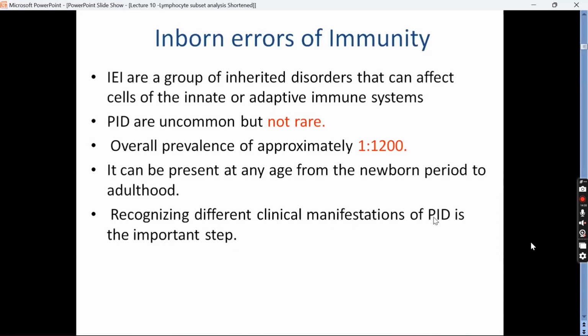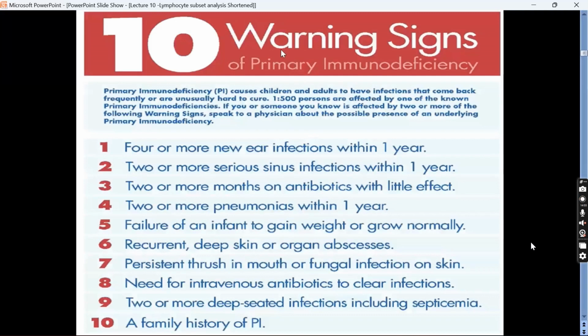Okay, different clinical manifestations. For example, one dictum for diagnosing inborn errors of immunity is that if you find an uncommon infection in an uncommon site, then you need to suspect PID. And recurrent infections. I'll just show you that. So these are the 10 warning signs when you need to suspect a primary immunodeficiency, and this has been led by the Jeffrey Modell Foundation.